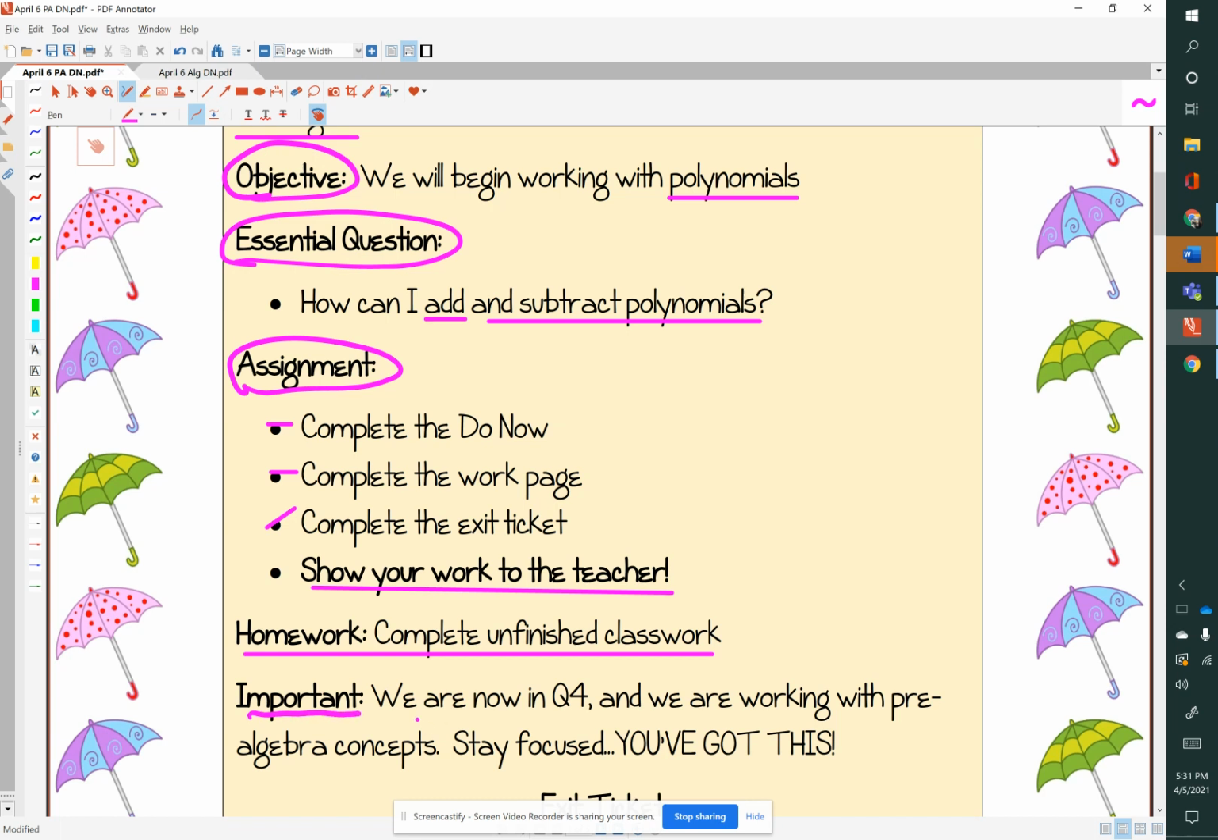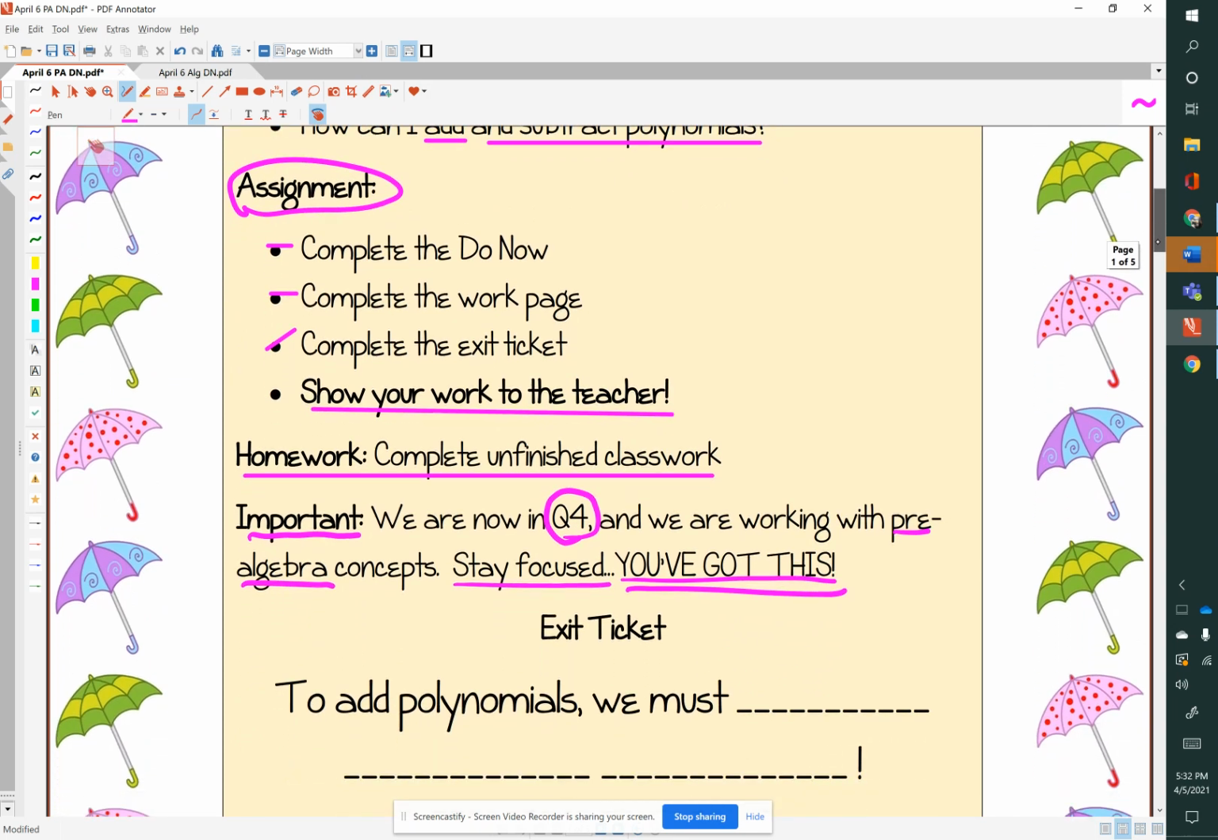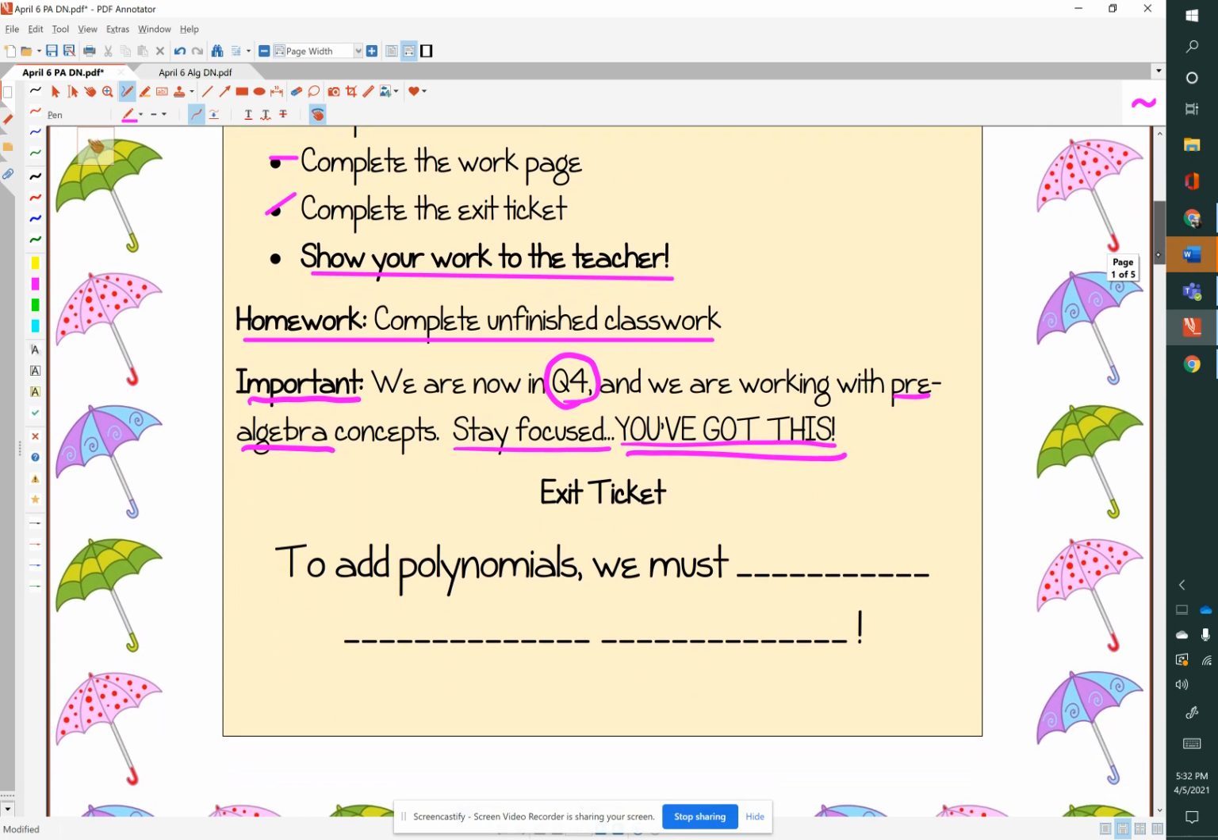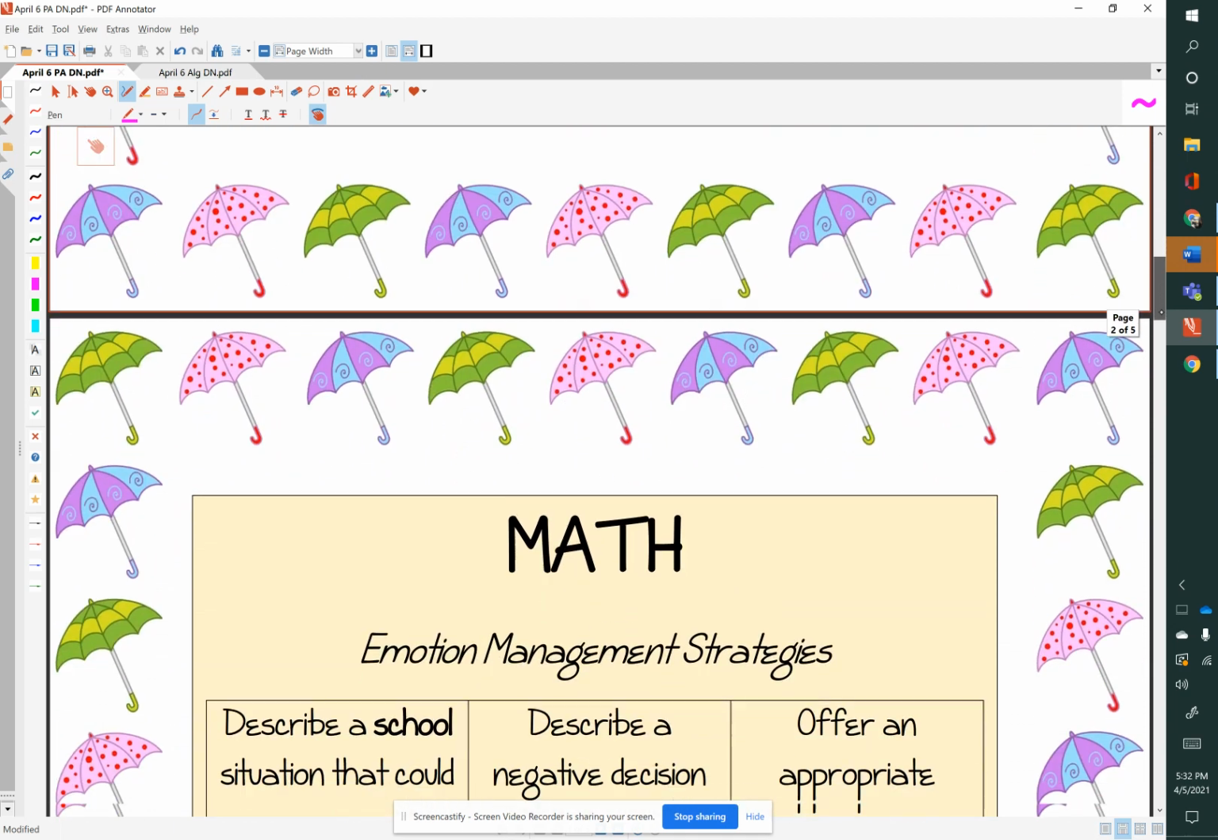Important, I want you to remember, we are now in the fourth quarter, okay? So we're working with those pre-algebra concepts, getting you ready for high school. So I want you to stay focused because I know you've got this. I'm super excited for you to go to high school, and I know the teachers will enjoy you as much as I have. So we'll get back to our exit ticket in a minute.